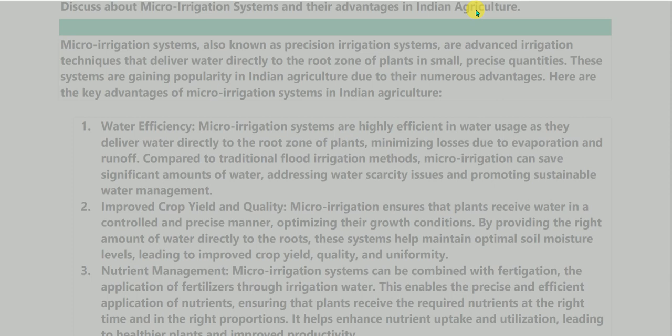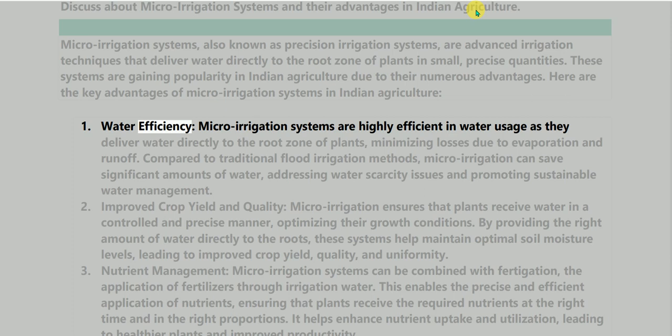Discuss micro-irrigation systems and their advantages in Indian agriculture. Micro-irrigation systems, also known as precision irrigation systems, are advanced irrigation techniques that deliver water directly to the root zone of plants in small, precise quantities. These systems are gaining popularity in Indian agriculture due to their numerous advantages. Here are the key advantages of micro-irrigation systems in Indian agriculture.